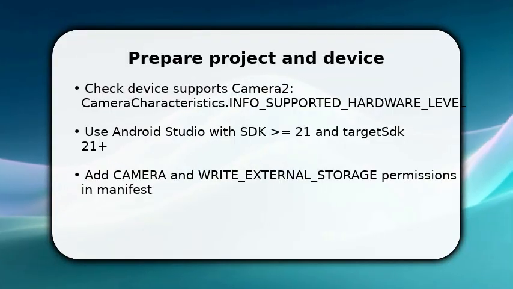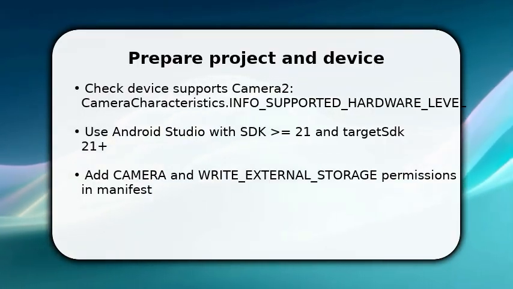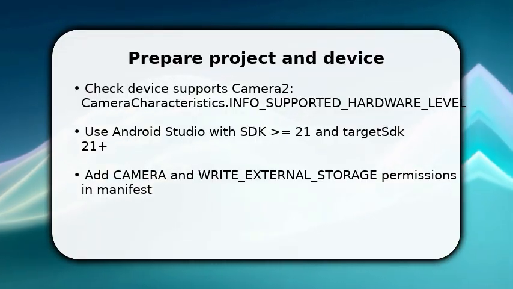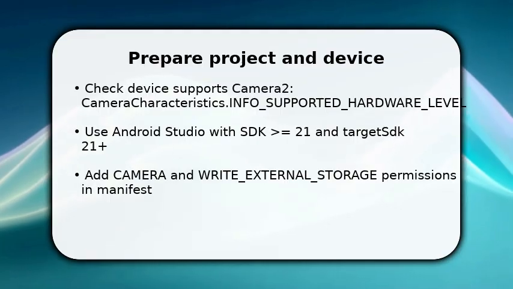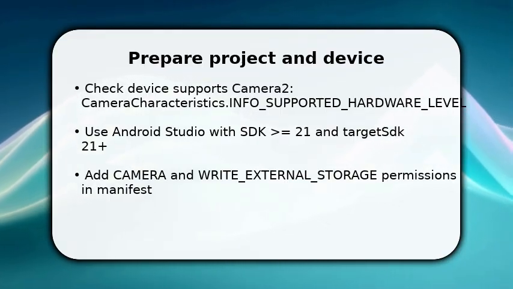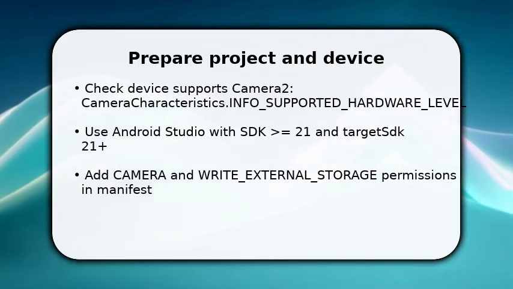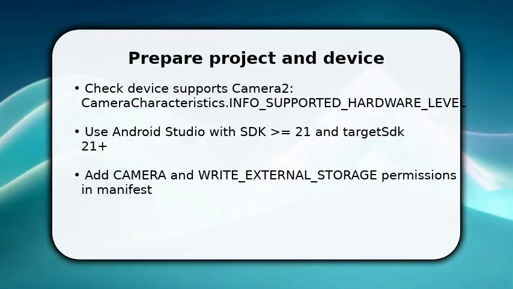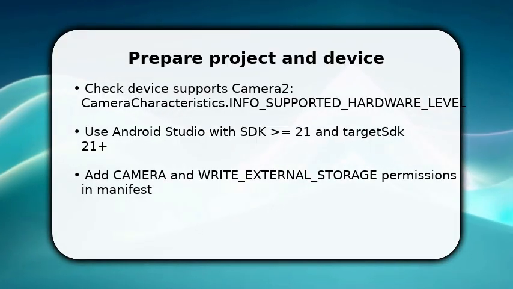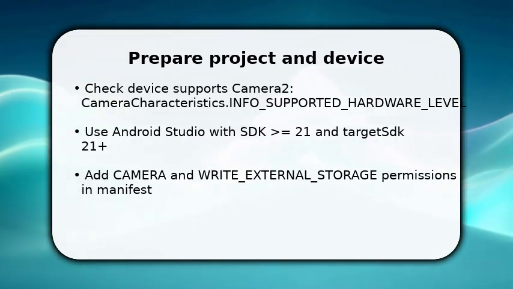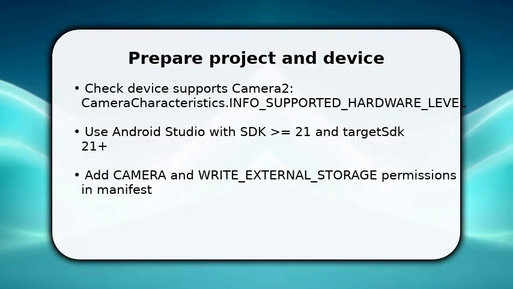You'll start by verifying support and configuring the project. First, query CameraManager to read camera characteristics and confirm hardware level. This tells you which features are available. Next, make sure your app's build.gradle targets SDK 21 or higher and that you've declared camera and storage permissions in AndroidManifest.xml. Once done, request runtime permissions from the user so you can open the camera. This initial validation prevents wasted effort later and ensures your code can access the device's advanced features.